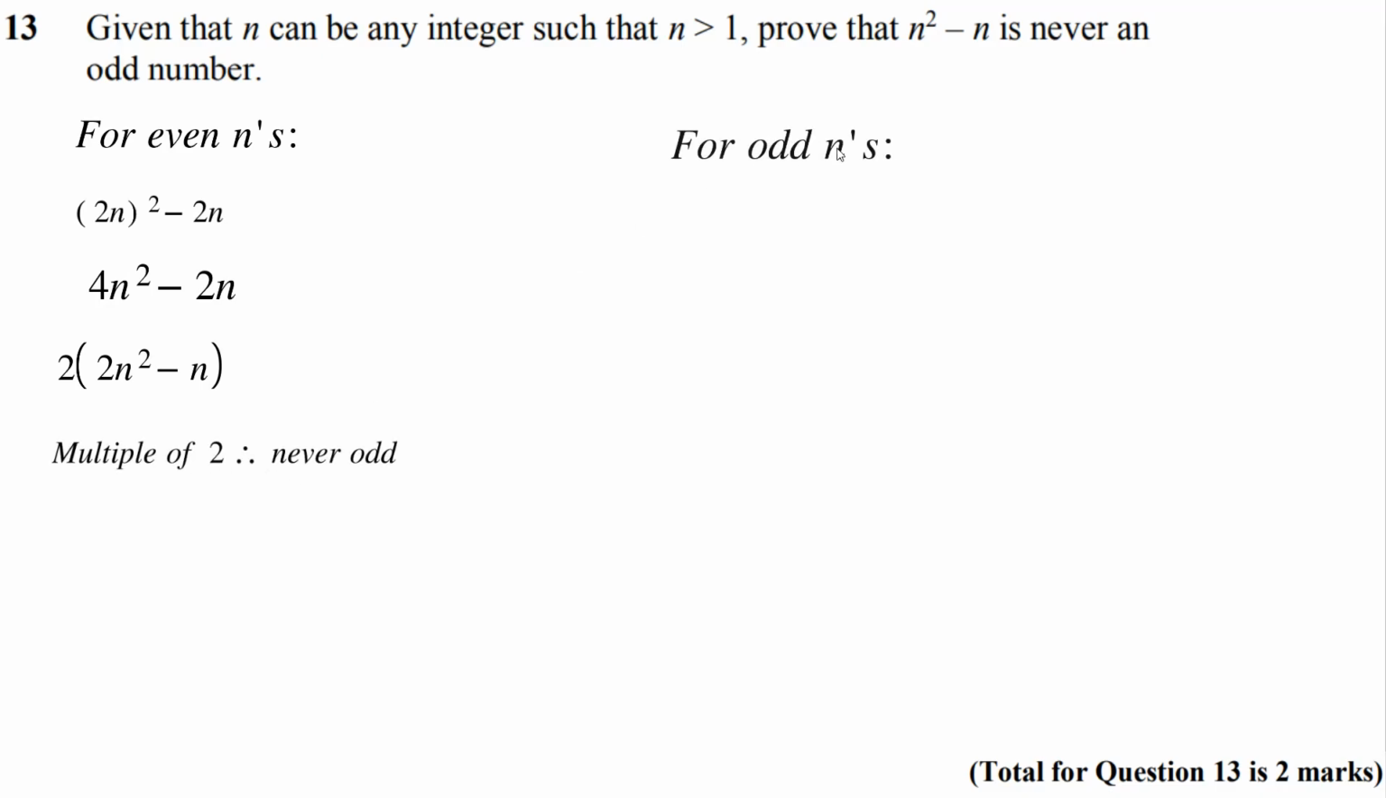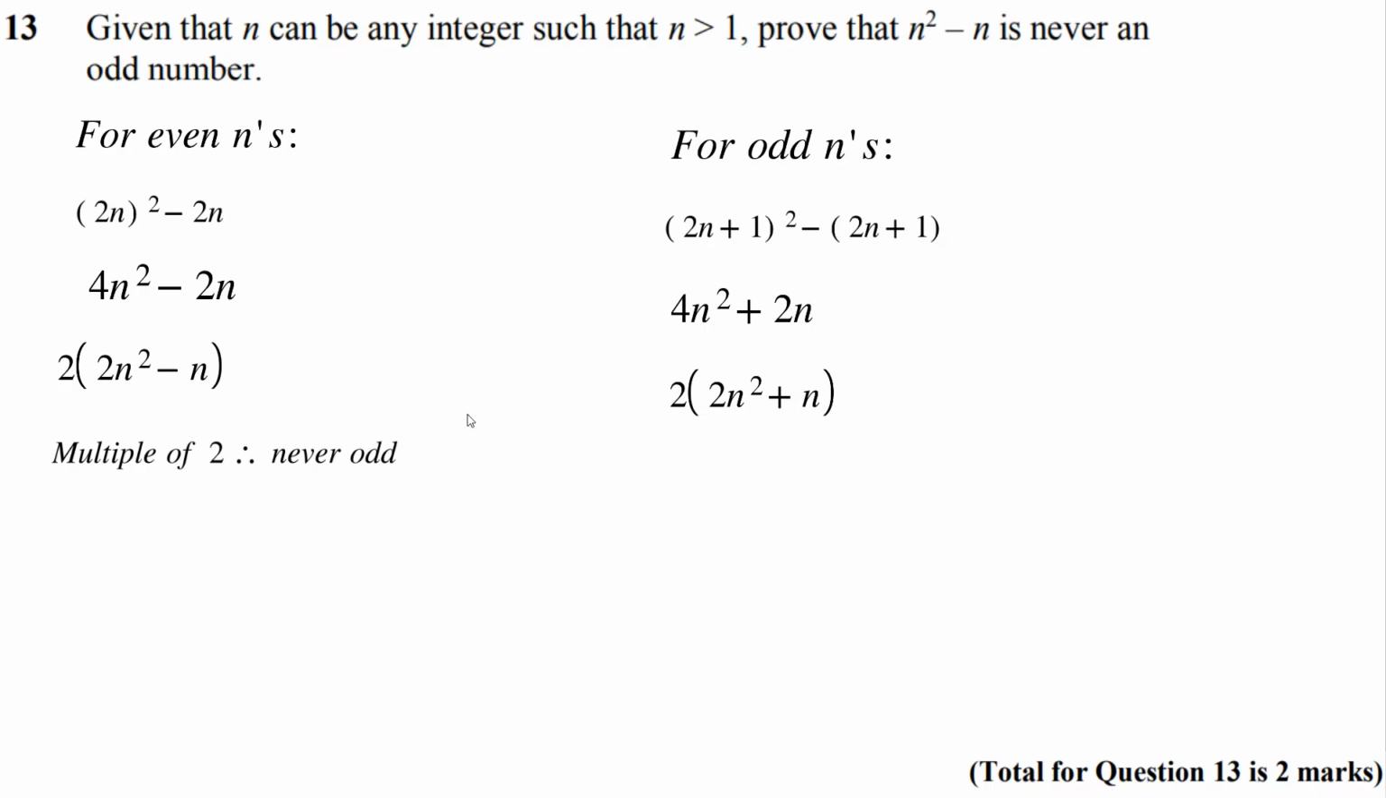Now for odd n's, the only way that n can be odd is if it's 2n plus 1. So any even number plus 1 is always going to be odd. So just put that into there. Get 4n squared plus 4n plus 1 minus 2n plus 1. So you get 4n squared plus 2n. Then you can take out a 2 again.